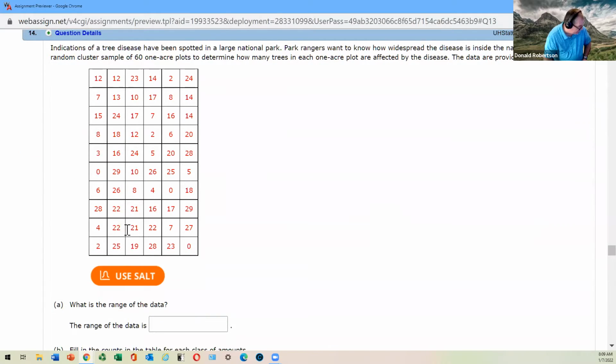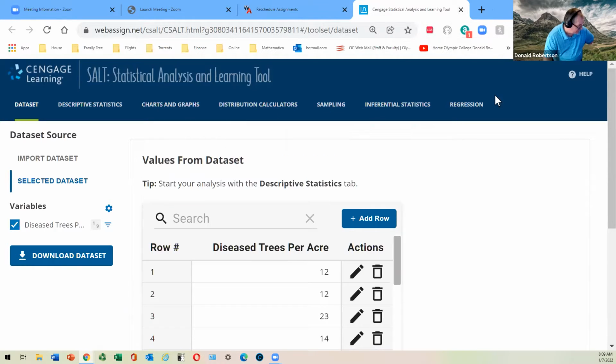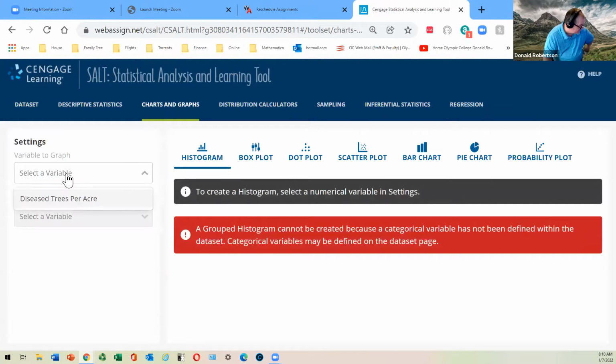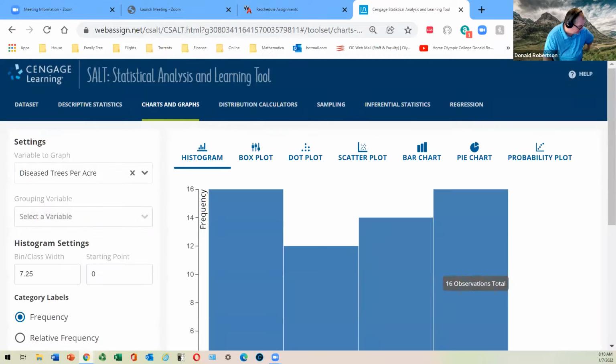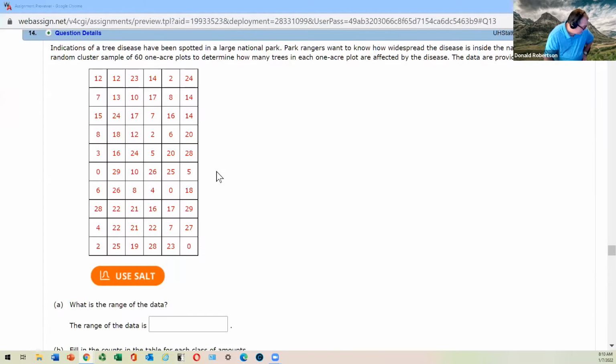Now, can you see this is a much bigger set of data? Isn't it good that we've got salt to work with? Now, it does say what's the range of data. So I'm just going to hit the salt button. And I'm going to go into charts and graphs, and I'm going to pick disease per tree. And let's see. There we go.